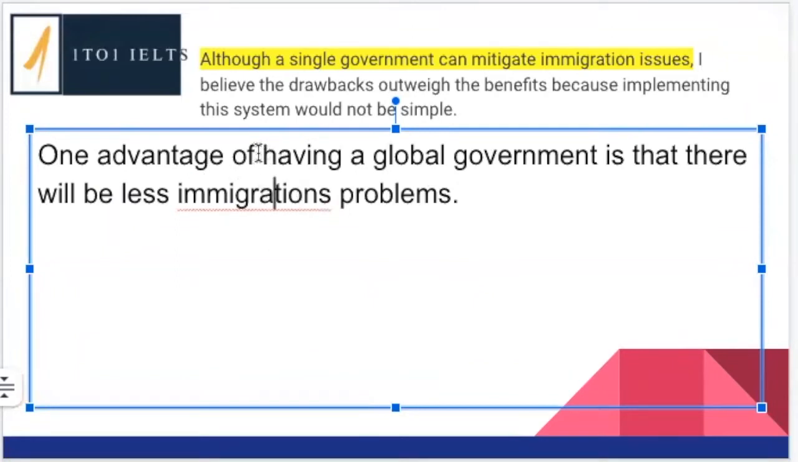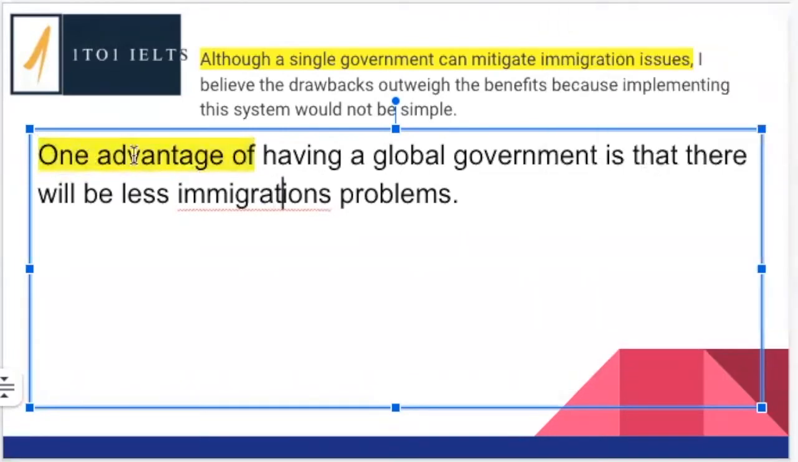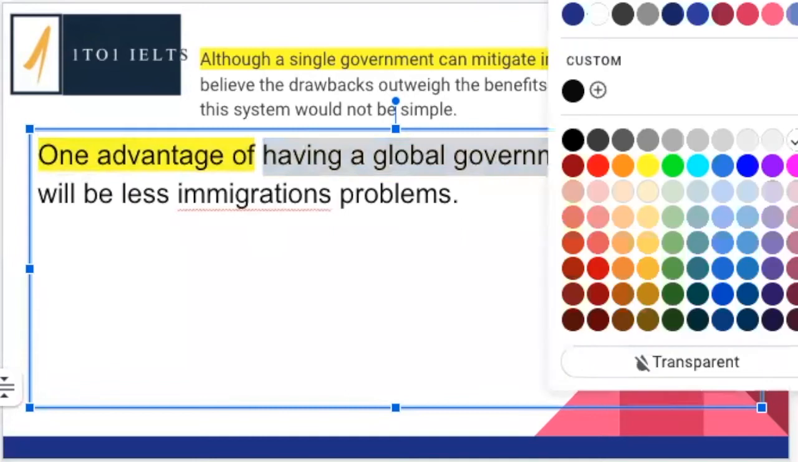So one advantage of, so this is our first part. Very, very clear. One advantage of. So we know it's an advantage. What is it an advantage of? That having a global government. So very clear what the advantage is referring to.